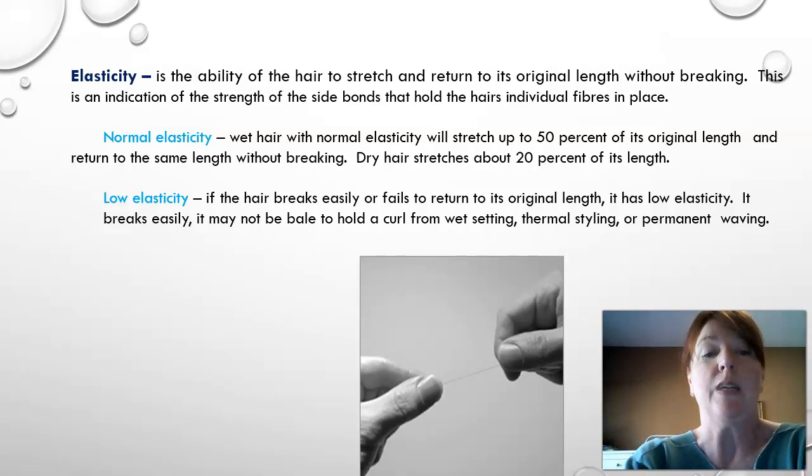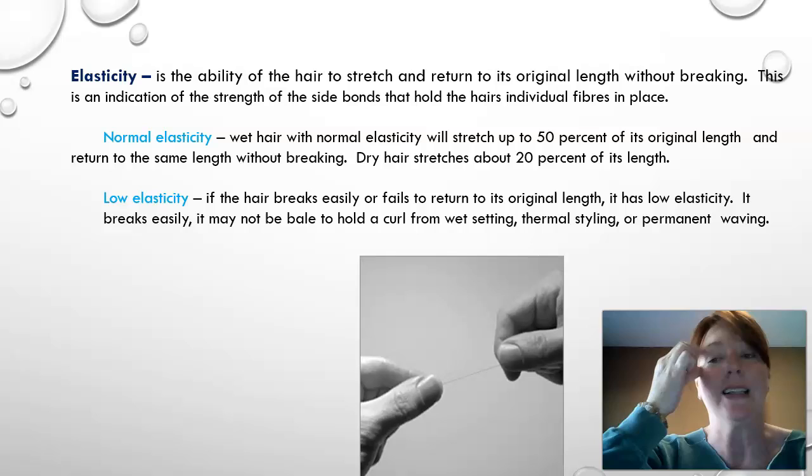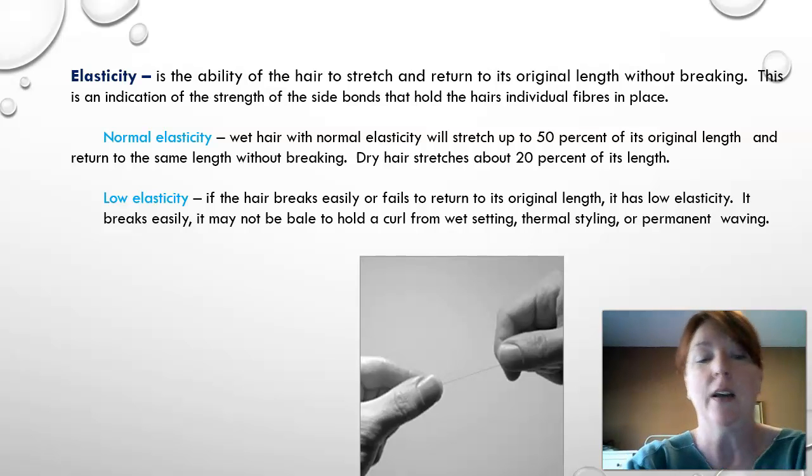So normal elasticity with wet hair, it'll stretch up to 50% of its original length and return to the same length without breaking. Dry hair stretches to about 20%. Low elasticity: if the hair breaks easily or fails to return to its original length, it has low elasticity. It breaks easily, and may not be able to hold a curl from wet setting, thermal styling, or permanent waving.